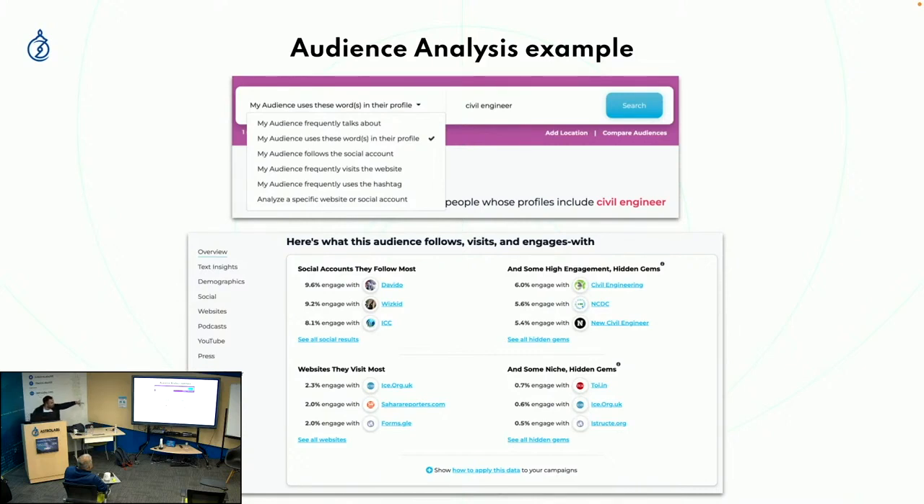It tells me what websites they go to, what social media pages they follow. Like 2% of them follow this particular page. So these tools sometimes give you insights. For example, this one is a free tool. What's it called? It's called SparkToro.